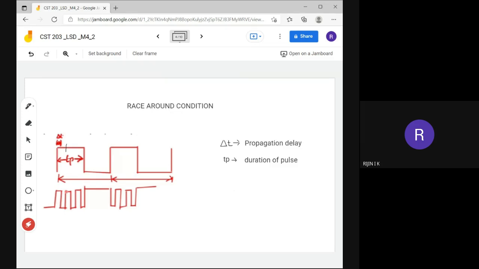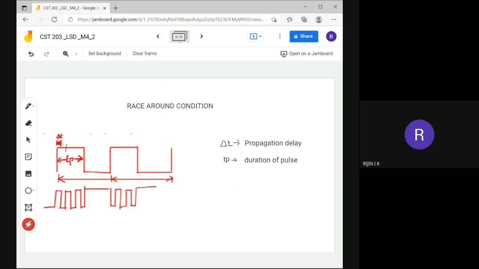Here you can see, for the first propagation delay, it will toggle. Next one, it will toggle. Next, it will toggle. This will lead to an uncertainty in determining the output state of the flip-flop. So this problem is called the race around condition problem.